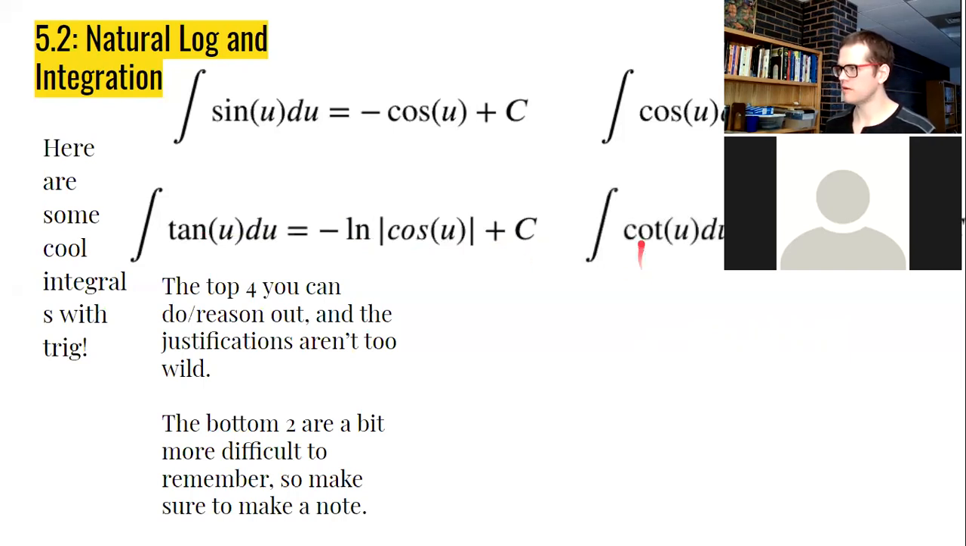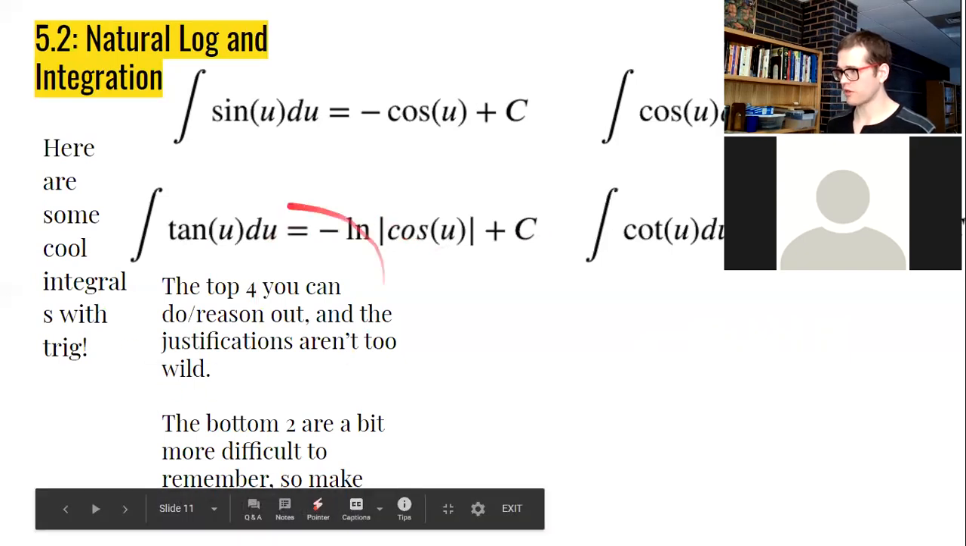A similar argument can be made with cotangent. The integral of cotangent of u du equals the natural log of the absolute value of sine of u plus c. Again, I'm using u here to say that whether u is equal to x or u is equal to something else, we can do this integration regardless of what the variable is. All right, that's a big takeaway here.